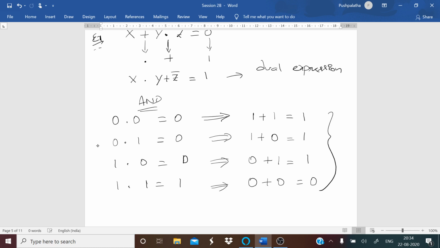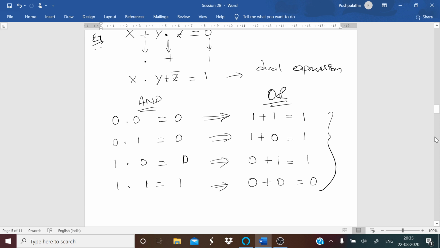So what does this represent? Your OR operation. You started with AND. If you have a dual, it becomes your OR. So this is your principle of duality. Starting from one relation, you can get another relation.